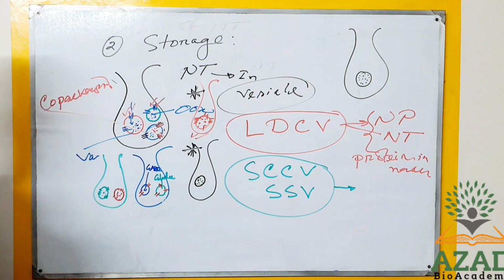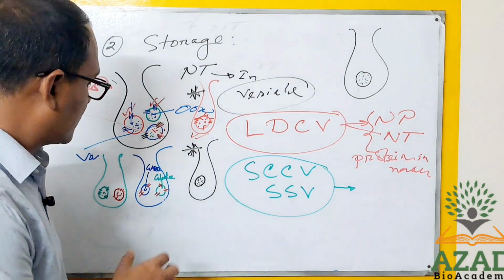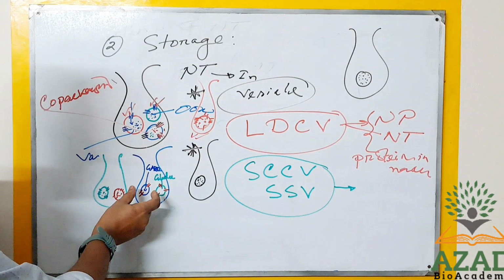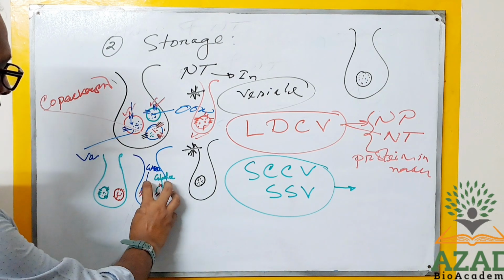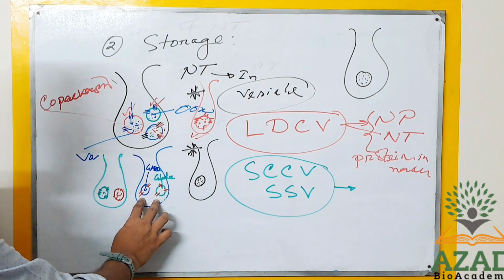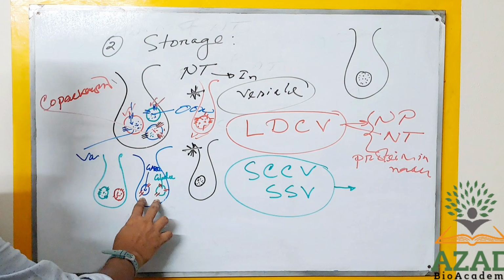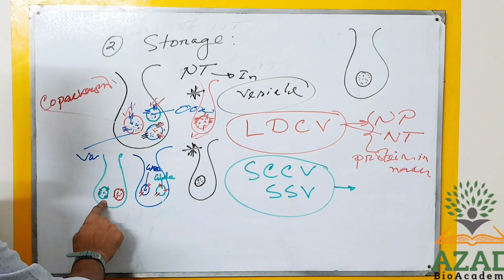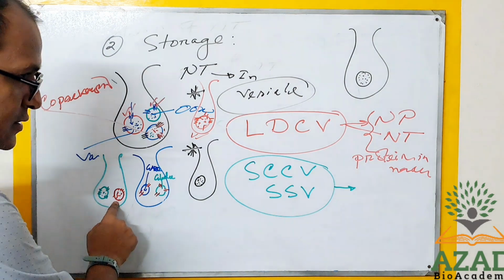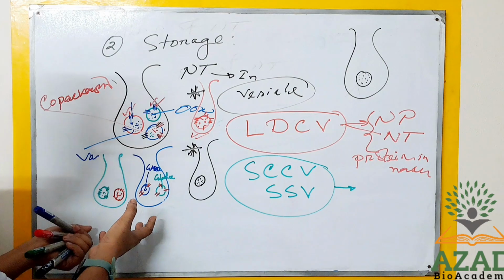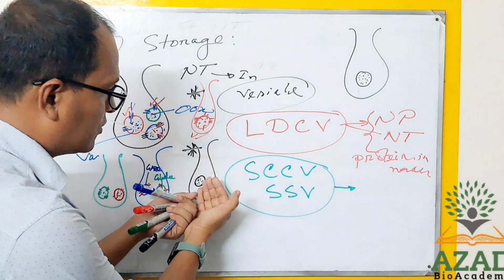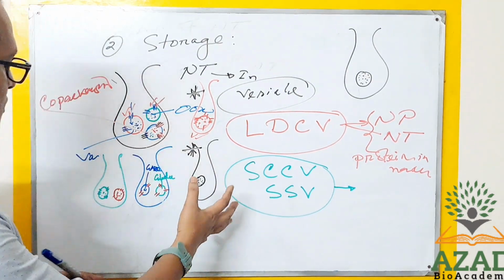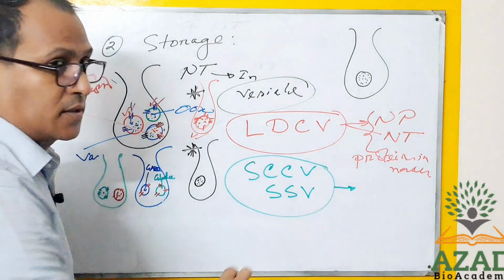So in individual separate vesicles, both are carrying a small neurotransmitter. Here one is a small neurotransmitter and one is a large neurotransmitter, and mostly single neurotransmitter, single neuron. So these are the small types.